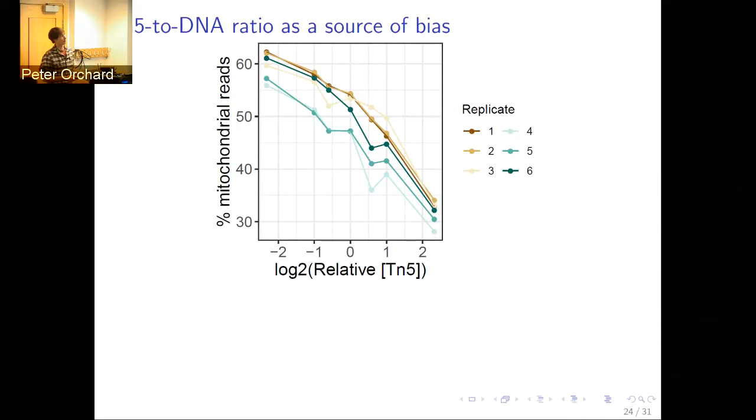And then one last interesting one that we found is that as you increase the amount of enzyme you add in, you substantially change the mitochondrial content of your sequencing reads. So in this case, we dropped from 60% at the lowest concentration of the enzyme, and you can get it down to 30% by maxing out the amount of the enzyme that you use.